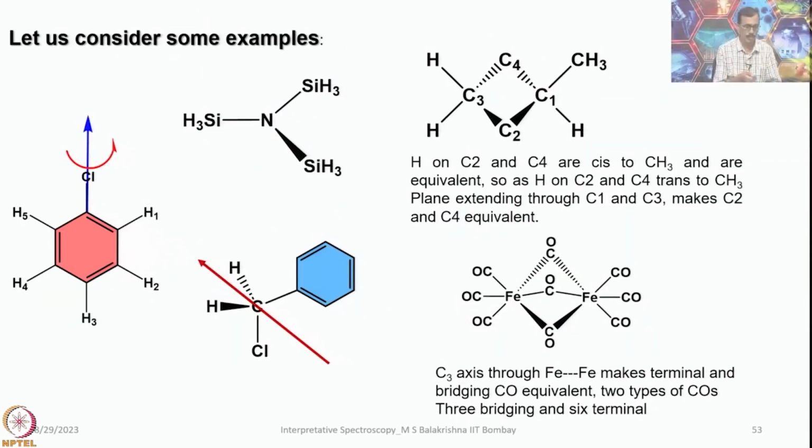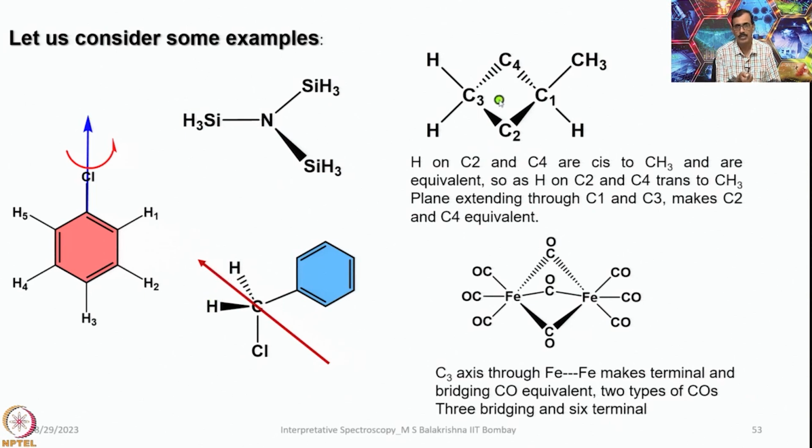As I mentioned, if you consider chlorobenzene, and take this as a rotational axis, and do a C2 rotation, H1 and H5 cannot be distinguished, they are indistinguishable. Similarly, H4 and H2 are indistinguishable. These two are called chemically equivalent, and these two are called chemically equivalent. And again, if you take this one, all these are chemically equivalent here, because you cannot distinguish them.